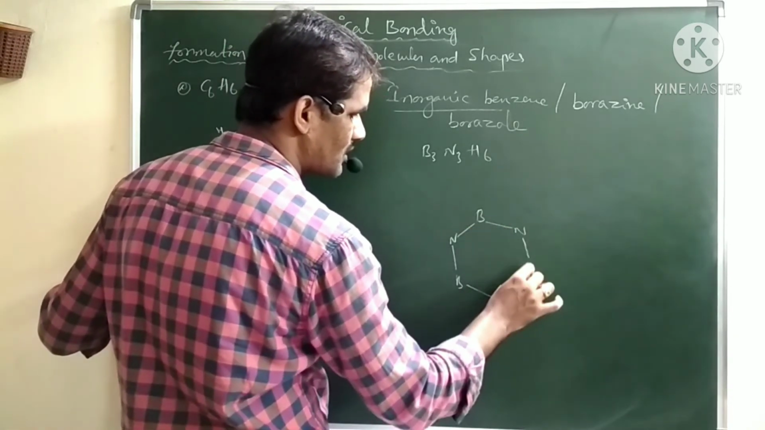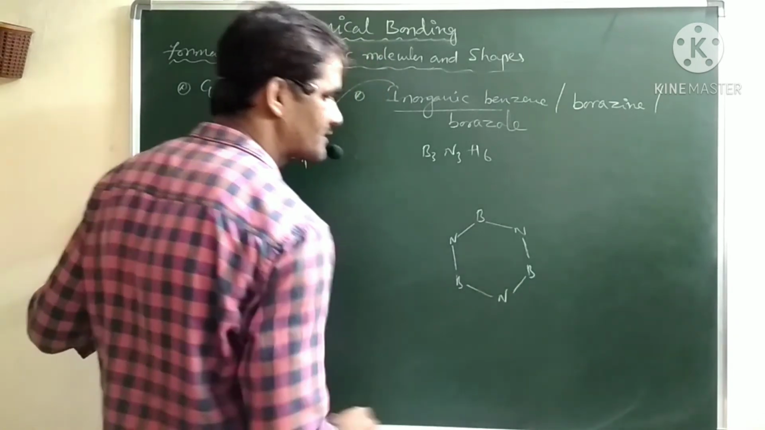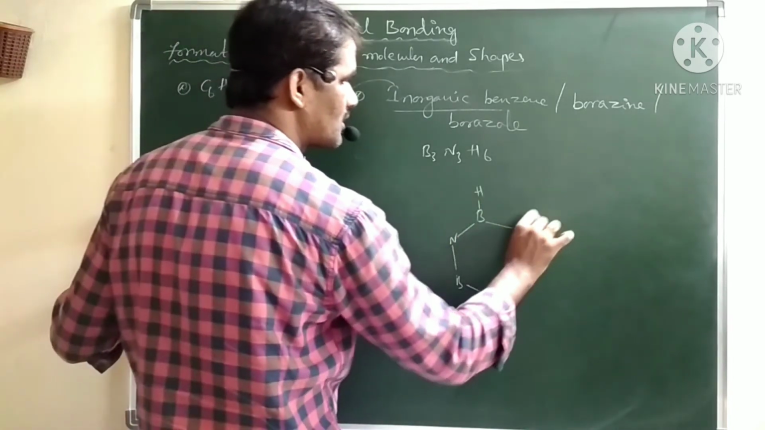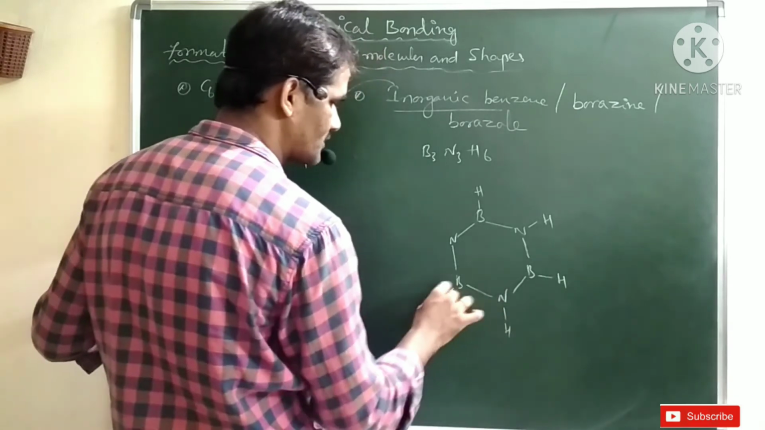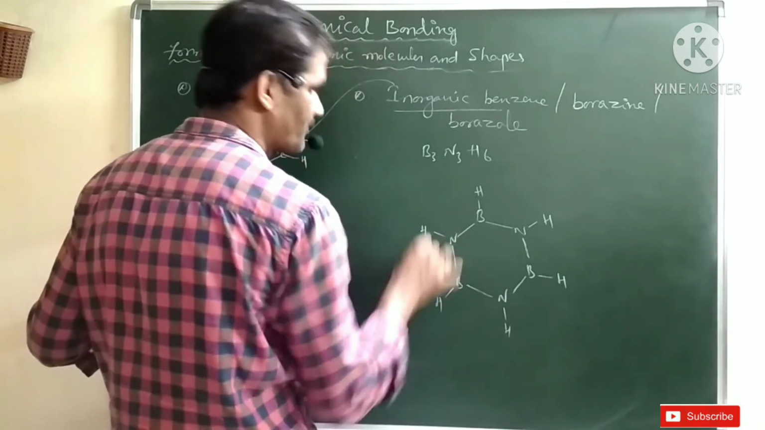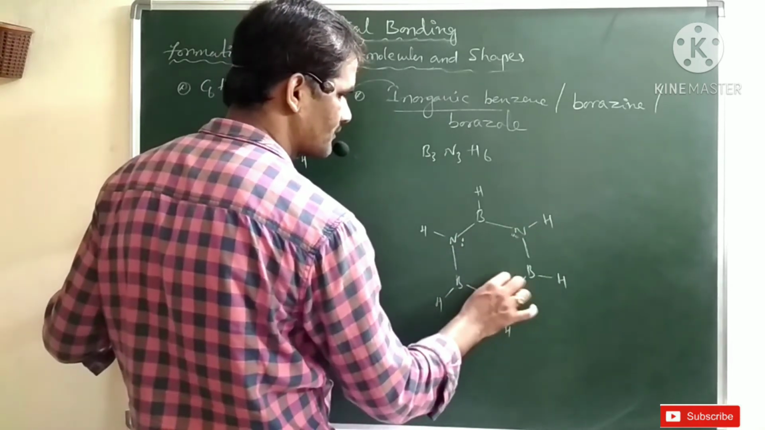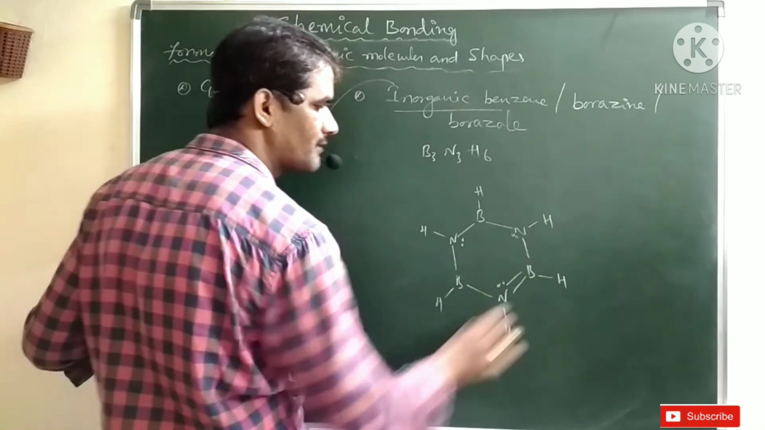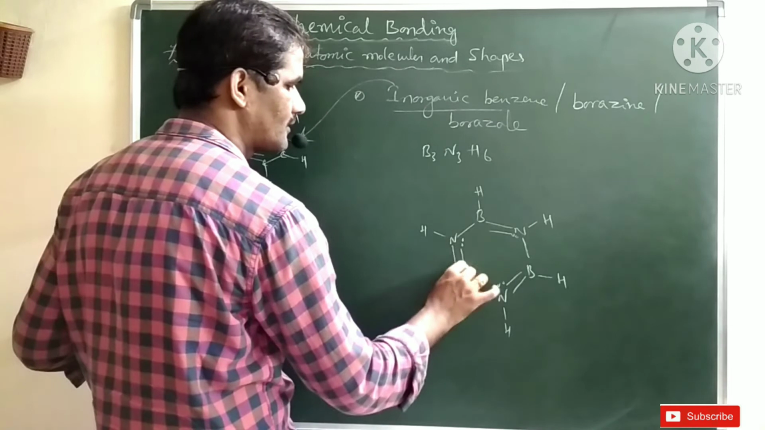We have boron and nitrogen, and they arrange alternatively in a cyclic hexagonal manner. And boron and nitrogen each have 1 hydrogen, 6 hydrogens in total. Now each nitrogen carries a lone pair, and this lone pair it will donate to the boron. Why? Because boron is electron deficient, so nitrogen will donate electrons to the boron.